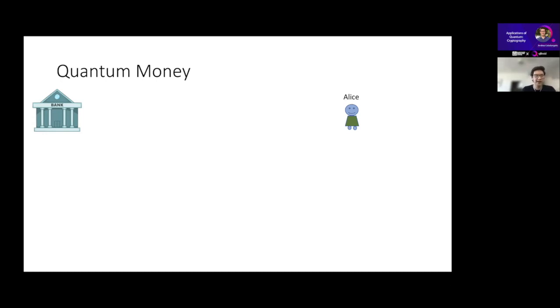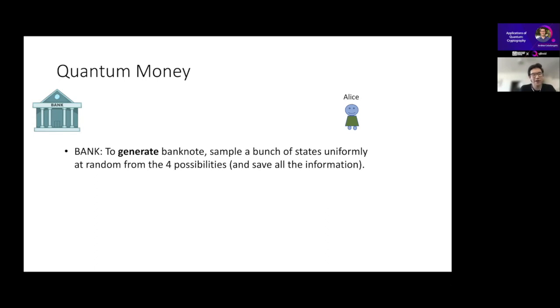So here's an example of a simple quantum money scheme. A banknote will consist of a number of qubits, okay, where each qubit is in one of the 4 states that we introduced earlier. So, 0, 1, 45, minus 45. And to generate a banknote, the bank simply creates a bunch of such states where each one is uniformly at random in one of the 4 states.